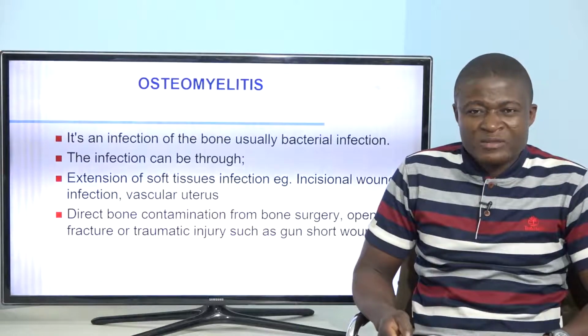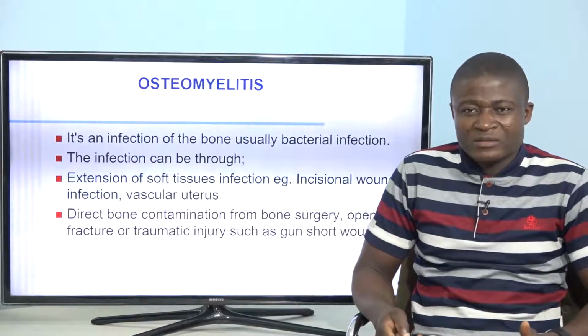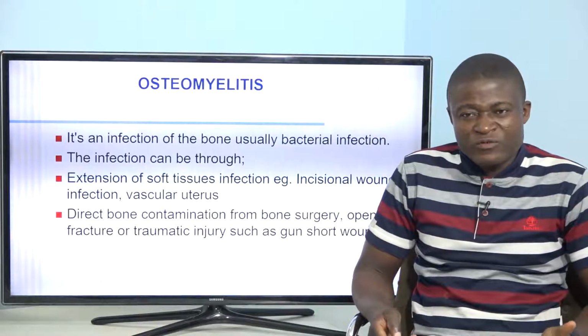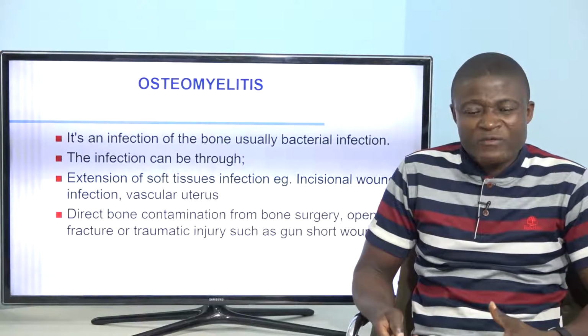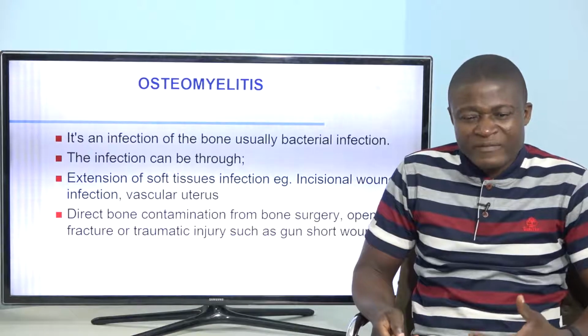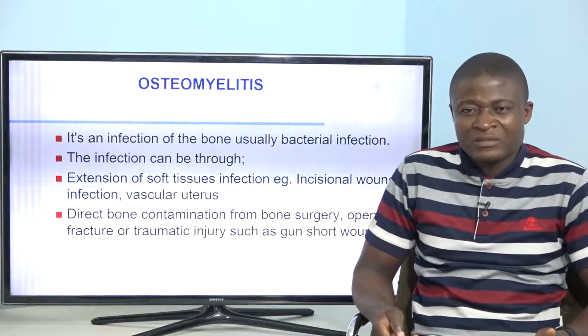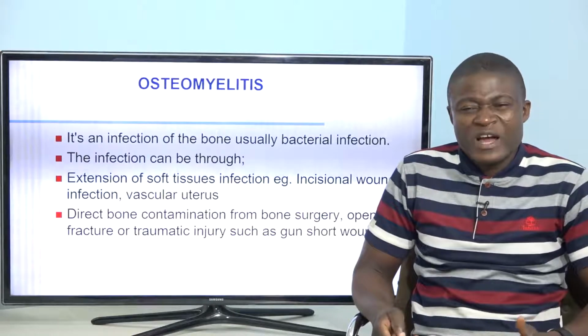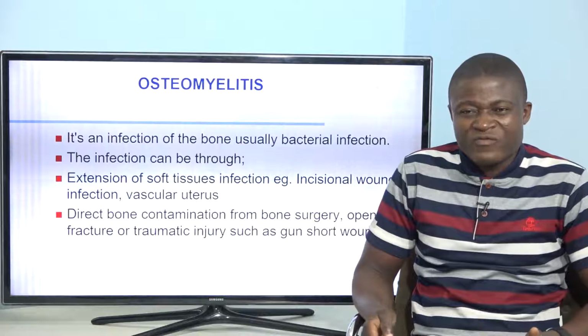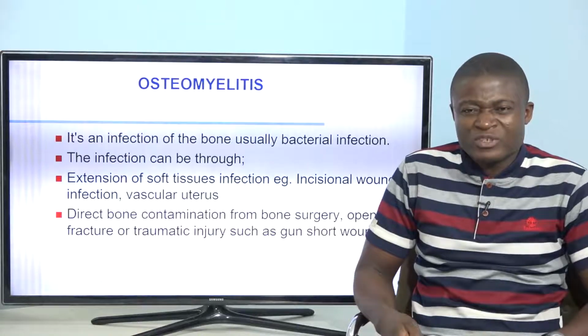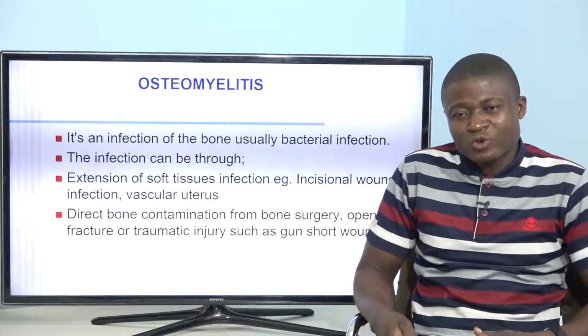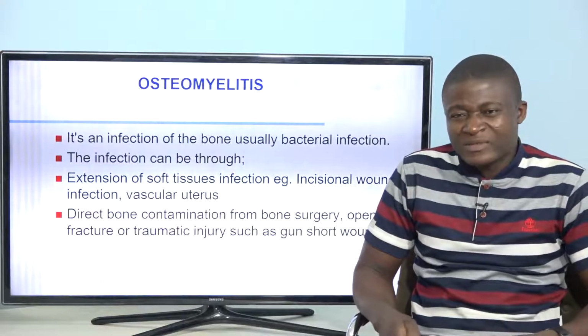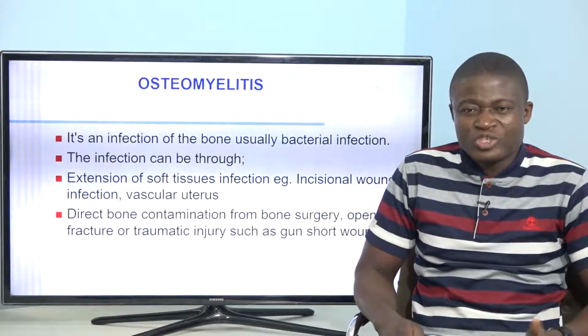It could also be direct contamination through open fracture or traumatic injury, such as you got involved in an accident, you fell from a height, and then you got a fracture, and this was a compound fracture. With a compound fracture, the bone is broken, the skin is open, the bone has access to the external environment. The bone is fully contaminated with maybe sand or soil around, and organisms are everywhere, so they get access to this bone. So this is a direct bone contamination.